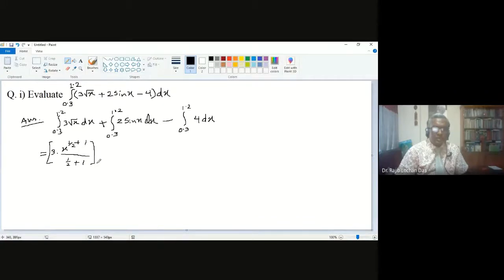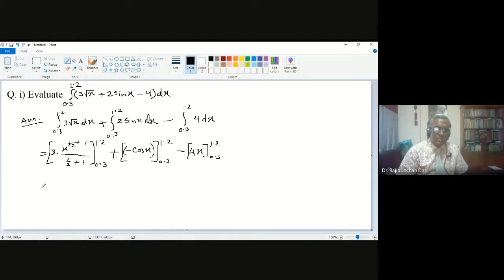Third bracket, and then 0.3 and 1.2. These are the two numbers. The second part is minus cos x, and you will use a bracket here, with 0.3 and 1.2, the same numbers. The last one, what is the last answer? 4x. Right? Also with the numbers 0.3 and 1.2. No C is necessary.